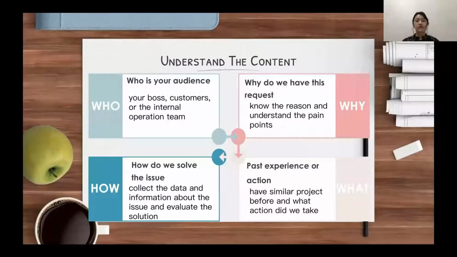How did we do it before and why did it fail? It is to avoid making the same mistakes. And the last one is how. How do we do this time?